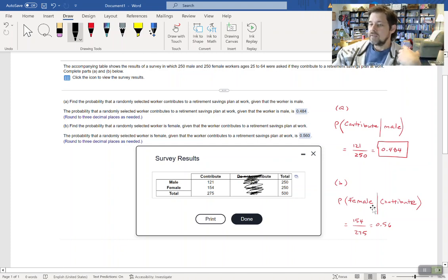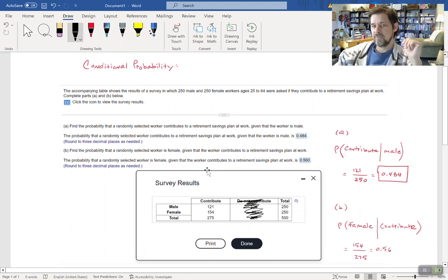So what are the odds that in that case, when we're just looking at this part of the data right here, the randomly selected worker is female? Well, of the ones that contributed, there's 154 that are female out of 275 total, so the odds are 154 out of 275, or 0.56.